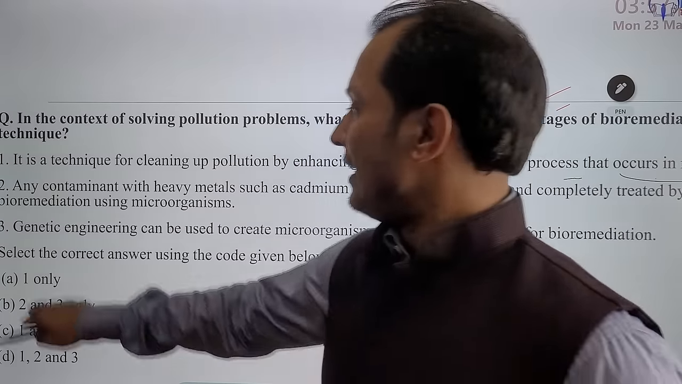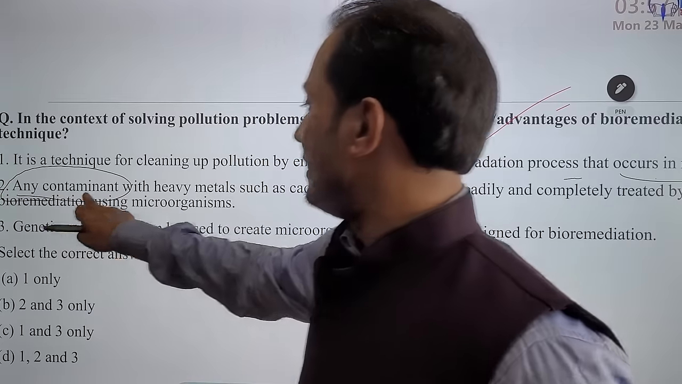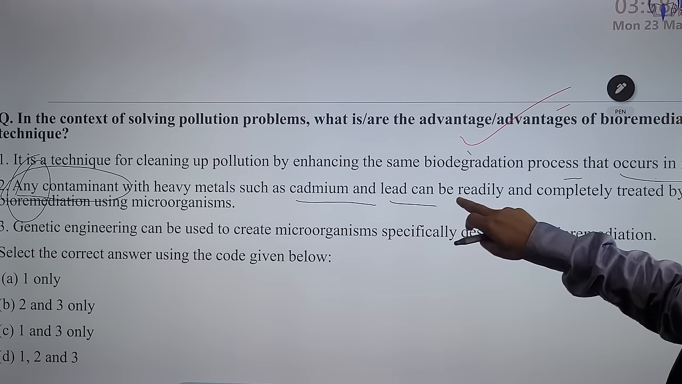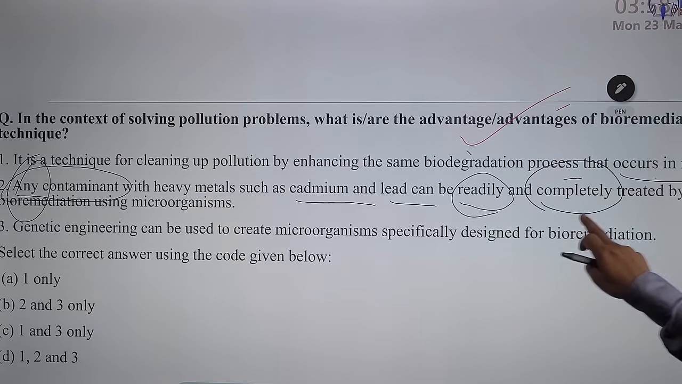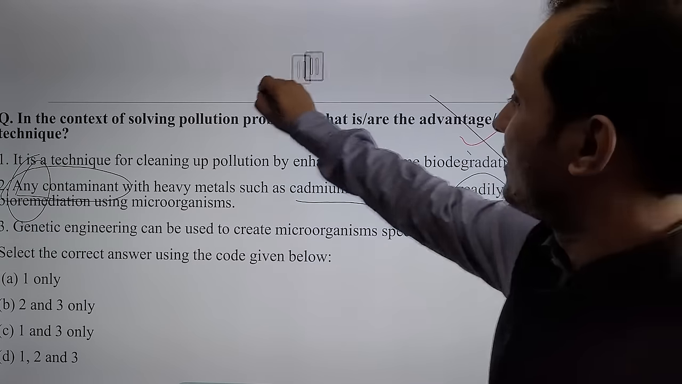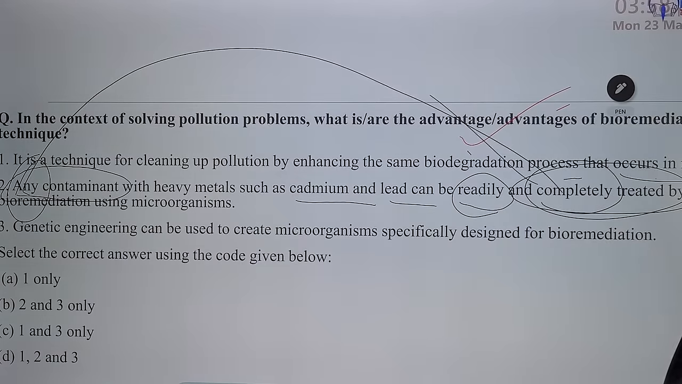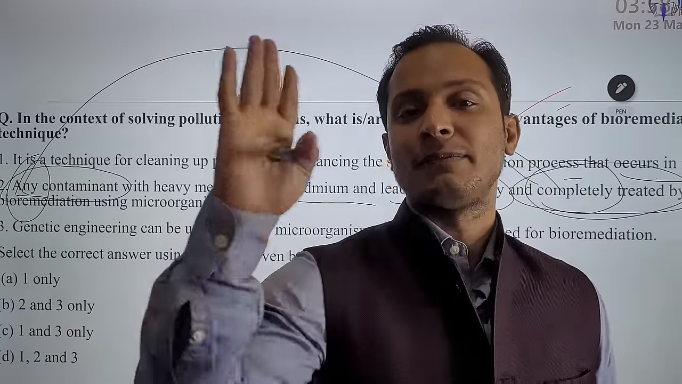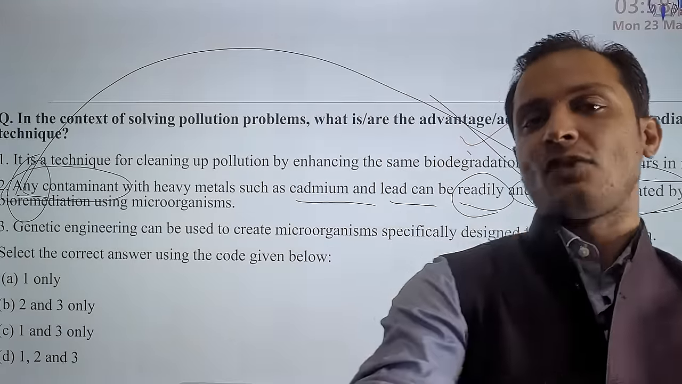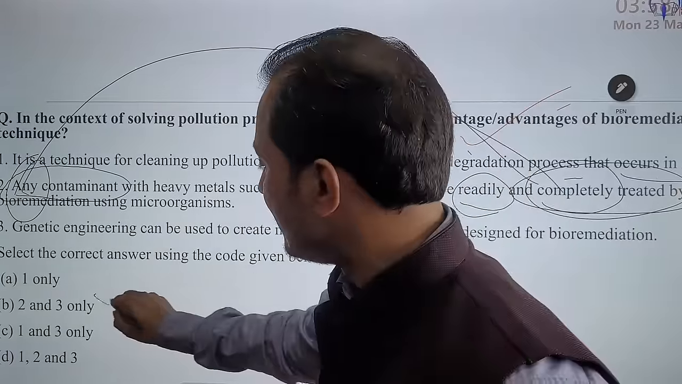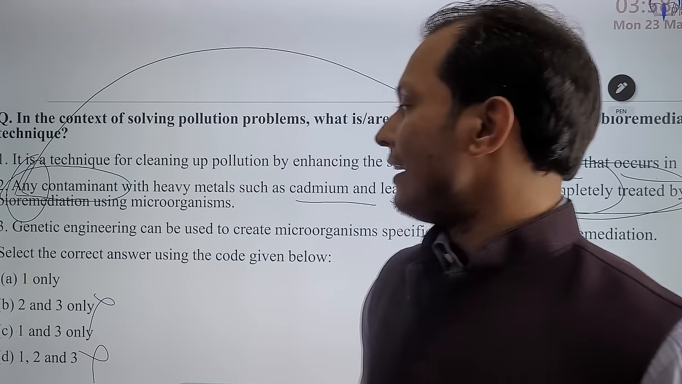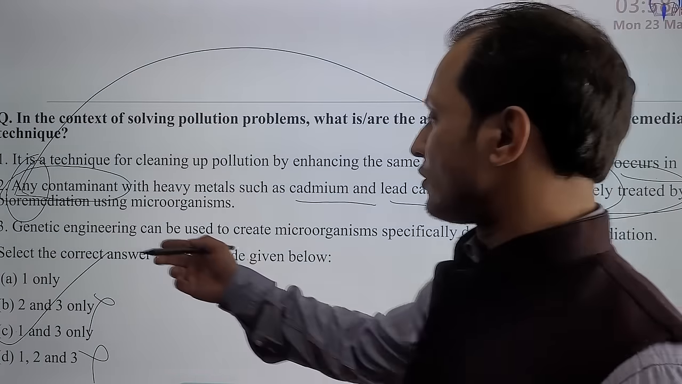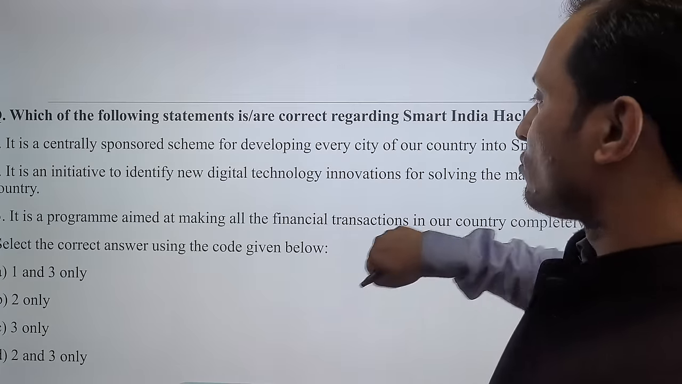Okay, the second statement, any contaminant, so any is an extreme word, okay, with heavy metals such as cadmium, lead, can be completely treated, again a radical word, completely treated, very big statement to make, obviously it's an extreme word, it's a radical word, we eliminate that. Once we eliminate statement 2, guys, we will be left with only A and C, and we can easily say that answer is C, 1 and 3 only, because these can also be produced through genetic engineering. Okay, let us go to the next question, guys.